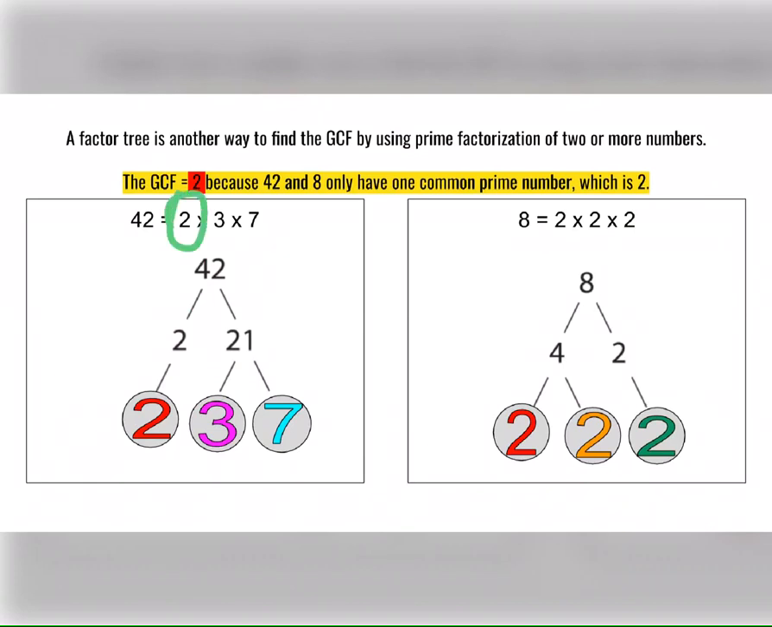They both share a 2, so the other prime numbers do not work, so the greatest common factor is 2.